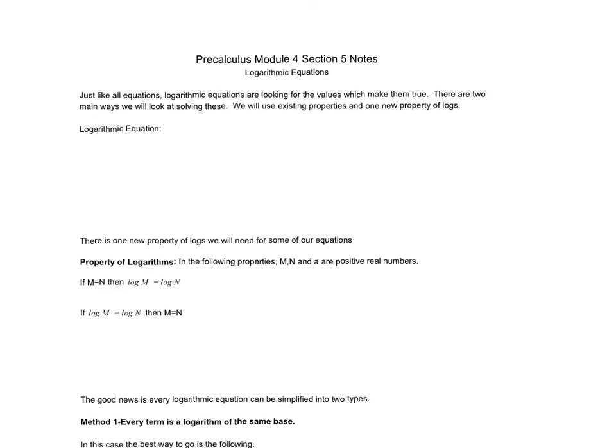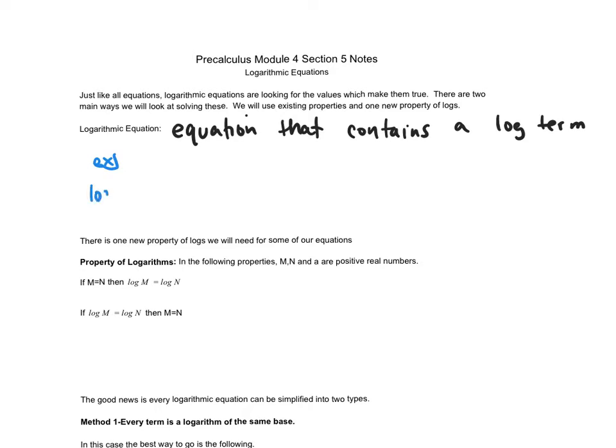Okay, in section 4.5, we're going to be looking at how to solve logarithmic equations and some different ways we can do that. A logarithmic equation is just any equation that contains a log term. So really we're just looking for the word log in an equation. Some examples could be log base 2 of x equals 7, or something more complicated, like log of x minus log of 2 equals log of x plus 3. Anything like that where you have a bunch of logs is something we can solve as a log equation.